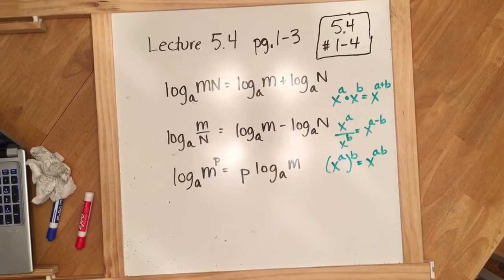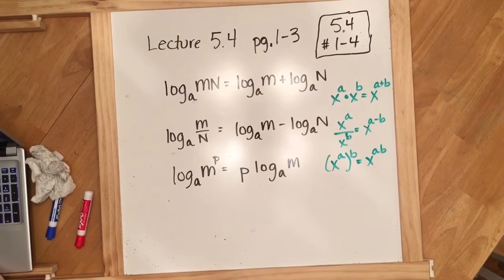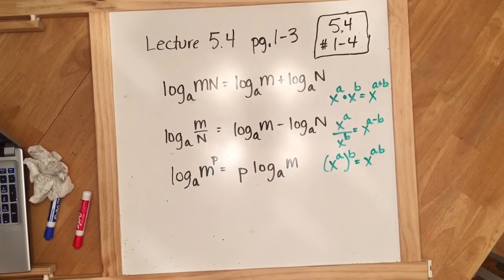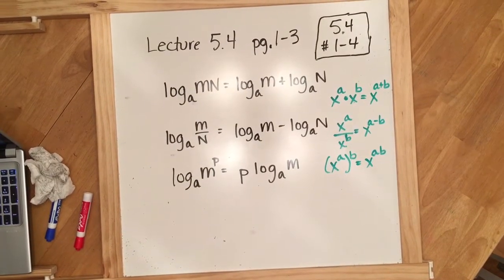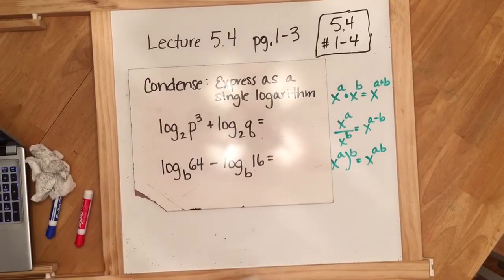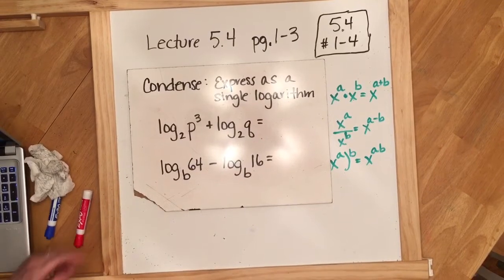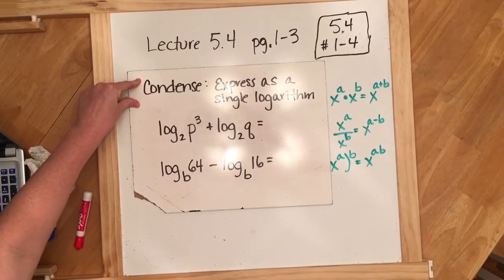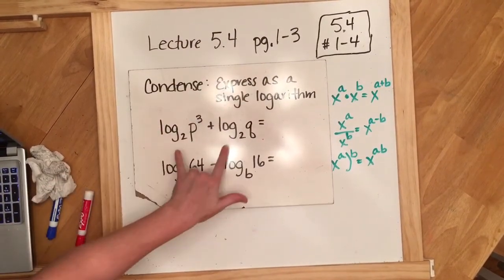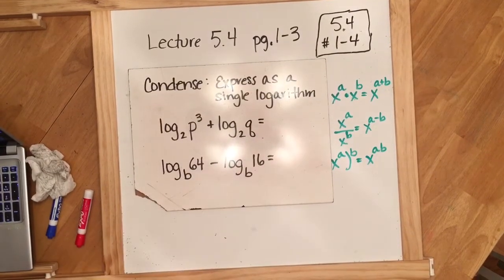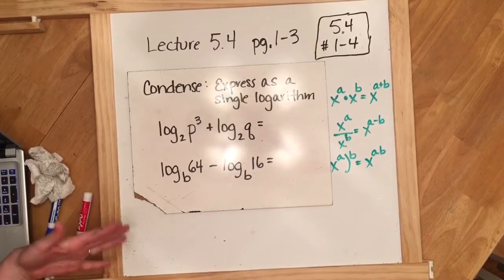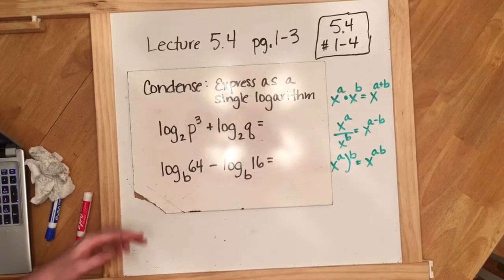So what we want to do is use these rules. If you look at page 2 of your notes, we're going to see a couple examples of what I call condensing. And when we condense logarithms, you'll also see this verbiage where that means we want to express as a single logarithm. So we want to go from 2 logarithms down to 1 by using our properties. So this again is just like logarithm algebra. How do I work with them? How do I add them, subtract them, and all those things?